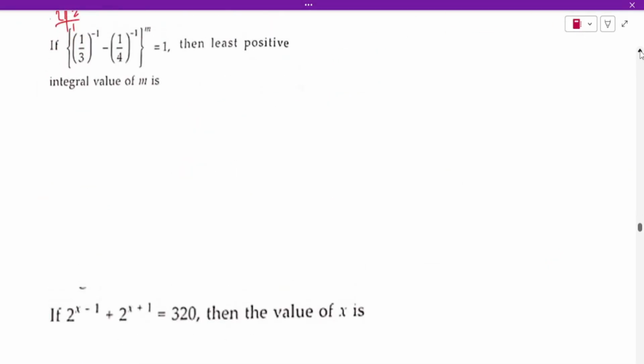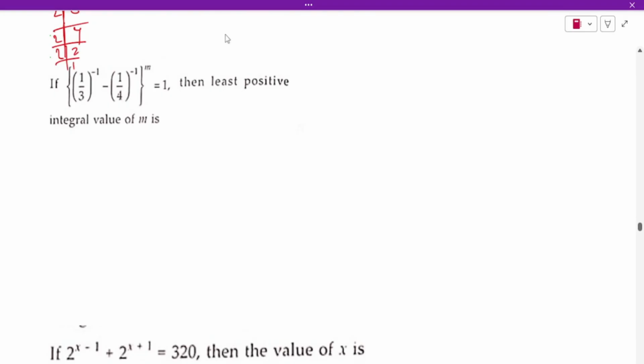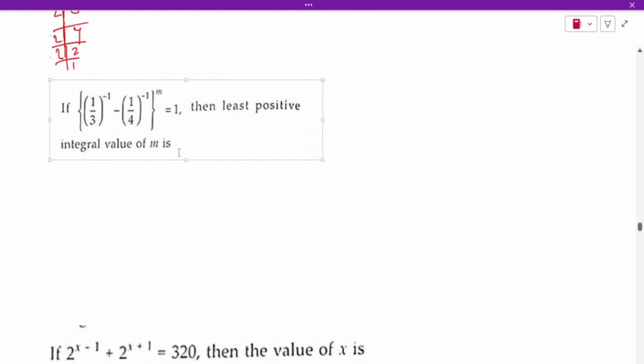Now this is a very good question. We need to find the value of m, the least positive integral value. Here least means smallest and we need to look for positive, but integral value means integer value. You have to find the value of m which should be an integer, not a decimal, not a fraction.